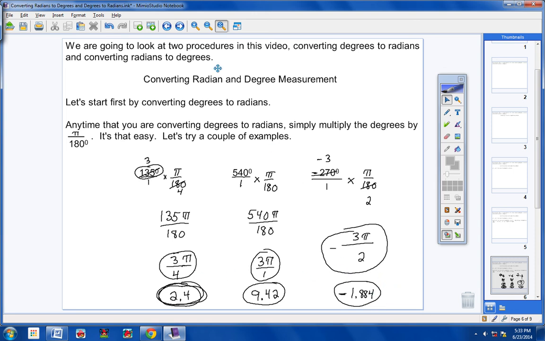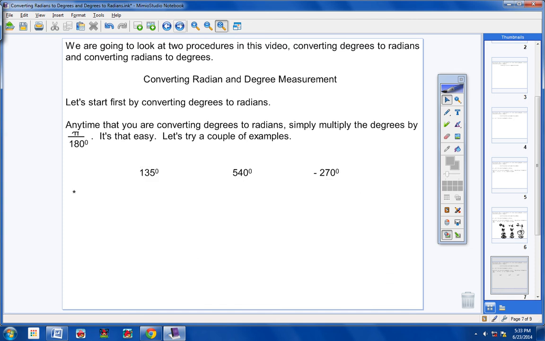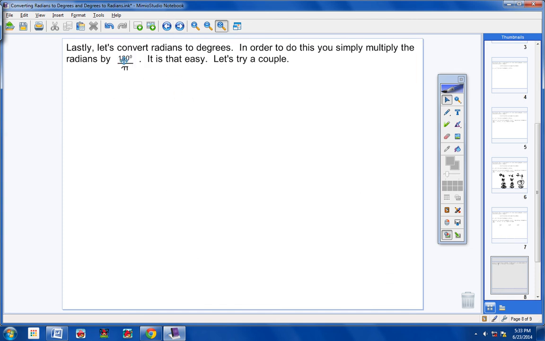Okay? All right. The second thing we're going to look at, and we're just about finished here, is let's convert radians to degrees. Okay? So we just looked at converting degrees to radians. Now we're going to convert radians to degrees. In order to do this, you simply multiply the radians by 180 over pi. Now notice we just flipped or inverted the fraction.